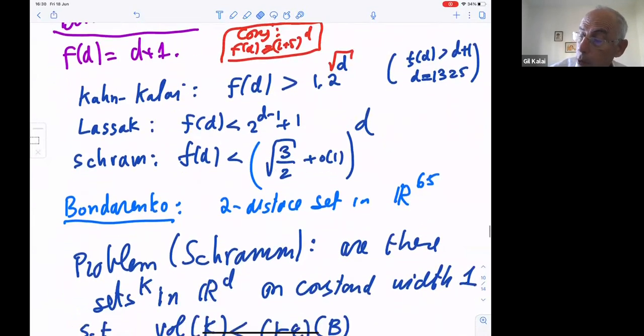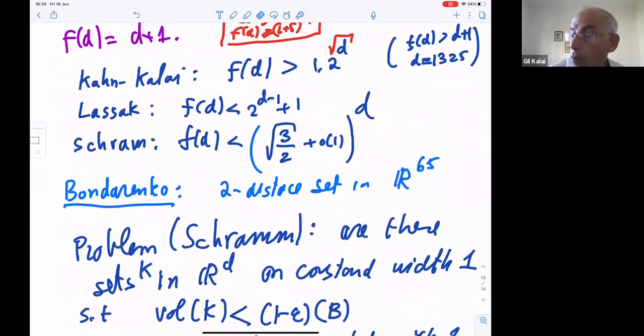And I should mention that Bondarenko found two-distance sets in R65, which violate the Borsuk conjecture. And this is the world record as far as the dimension is concerned.